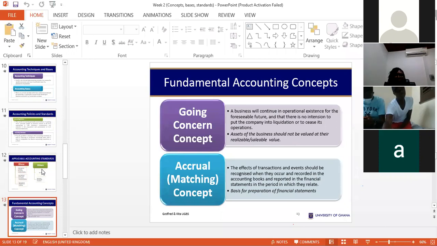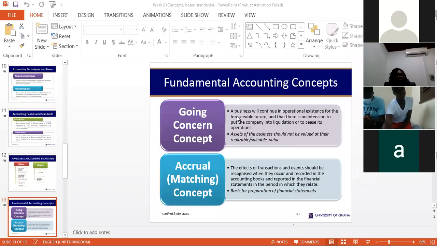What does GAAP stand for? So the US is saying US generally accepted accounting principles. That's how they have named this. Generally accepted accounting principles. So that is what it means.